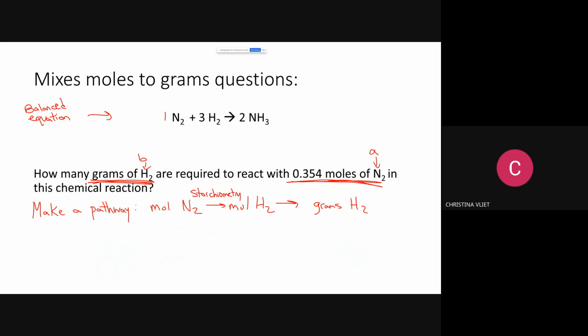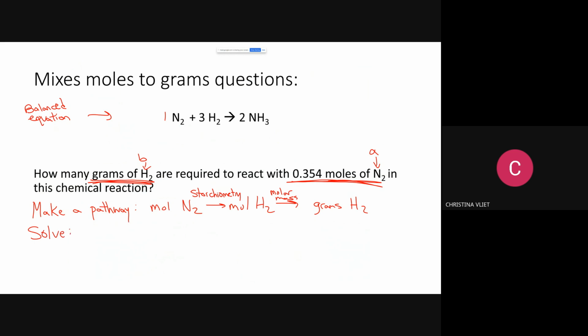Then, how do I go from moles of hydrogen to grams of hydrogen? What do we do to go from moles to grams? Moles to grams. Molar mass. So this right here requires us to get the molar mass. So now we've gone through the thought process. We know what we've got to do. We just got to go solve the question.